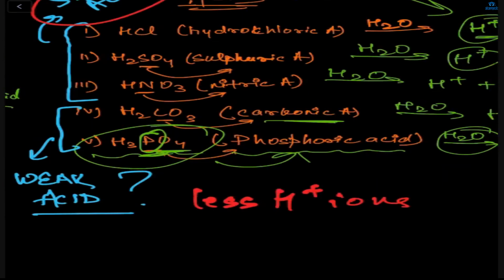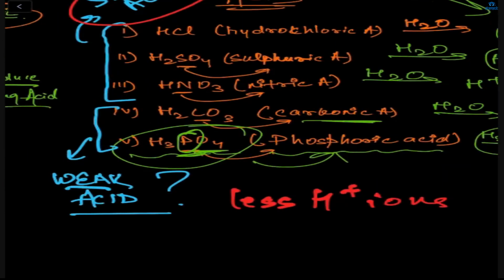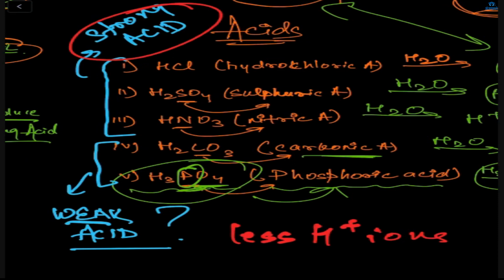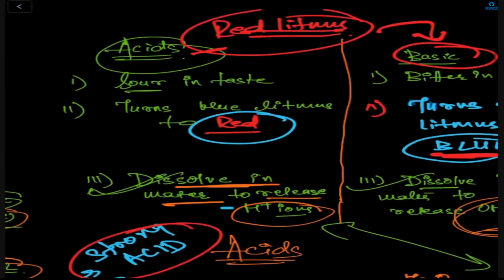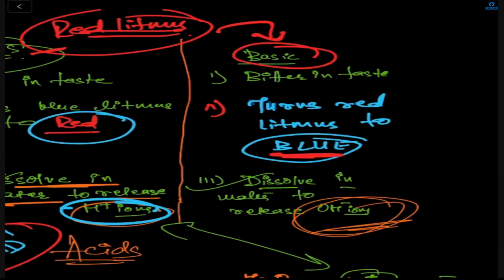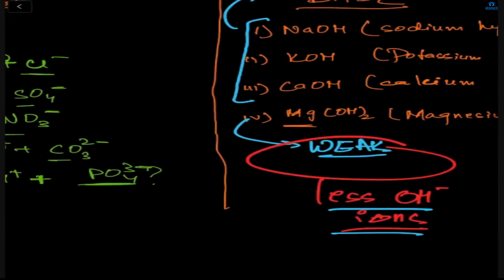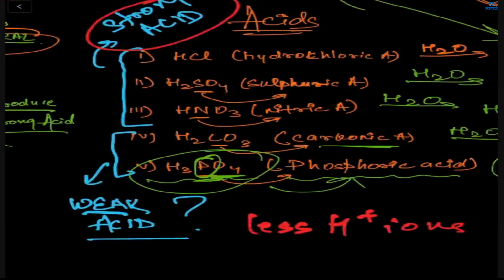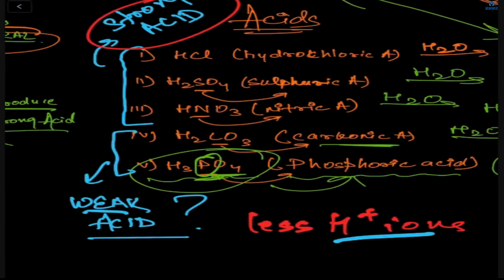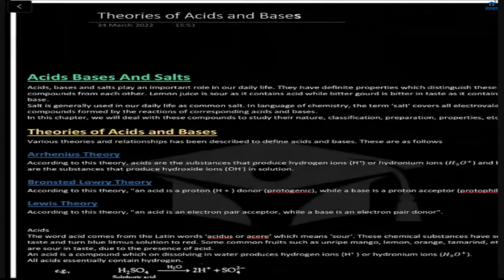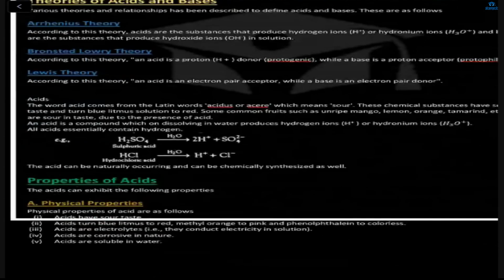Okay. And what is strong and what is weak acid? It will have fewer H plus ions, because while dissolving in water they are releasing H plus and OH minus. So a weak base will have less OH minus, and a weak acid will have less H plus ions. Okay. Now let's go through these notes.